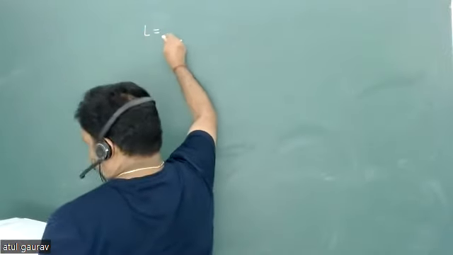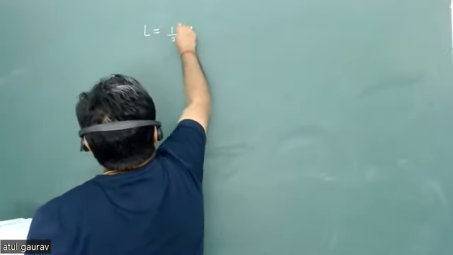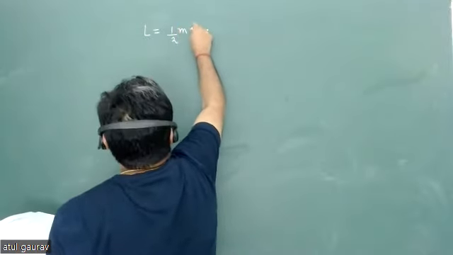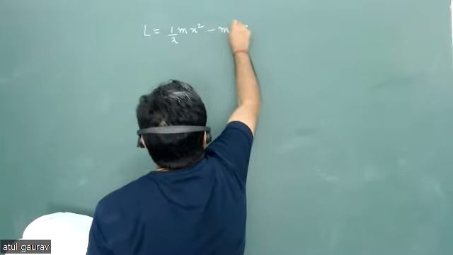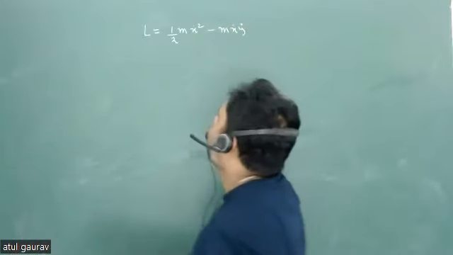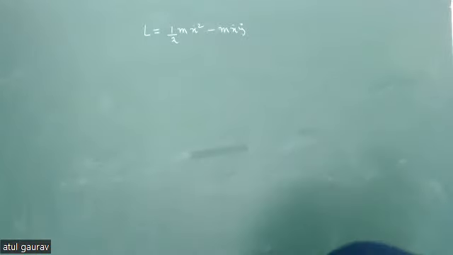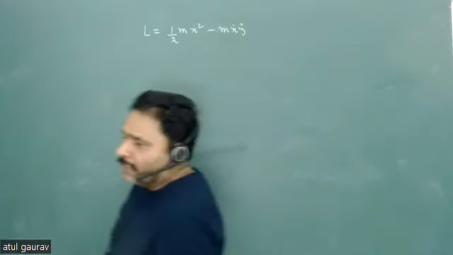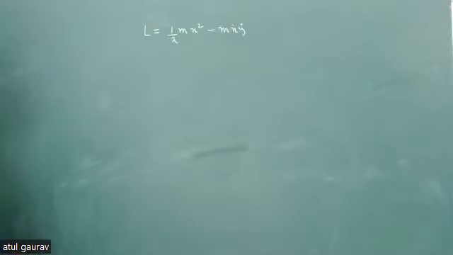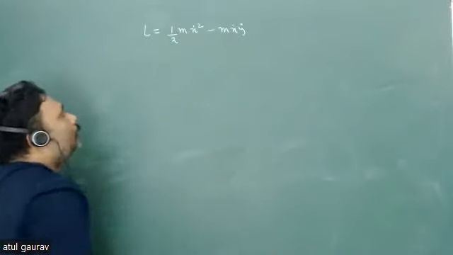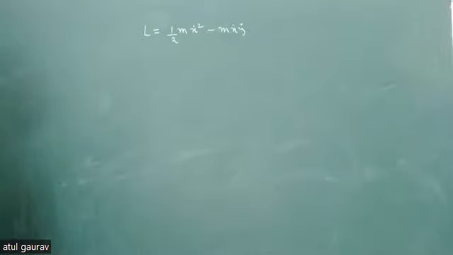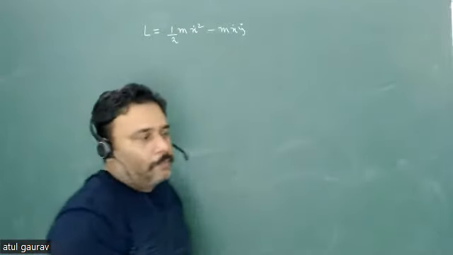So Lagrangian of a system is given by half m x dot square minus m x dot y dot. So this is my Lagrangian of a system. So if this is my Lagrangian of a system, what we have to do? We have to write the Hamiltonian of a system. So this is your Lagrangian and you have to just go for Hamiltonian of a system. Good.